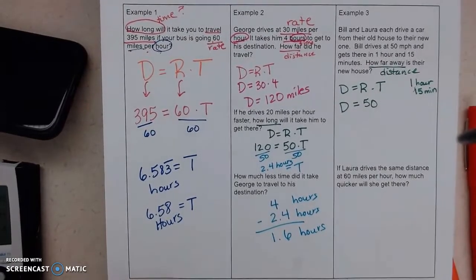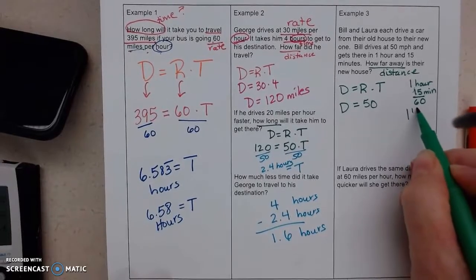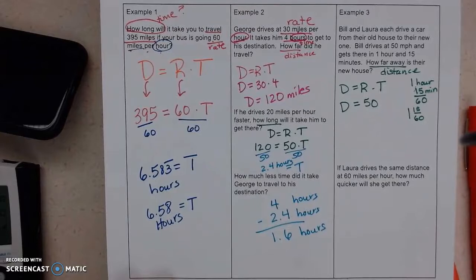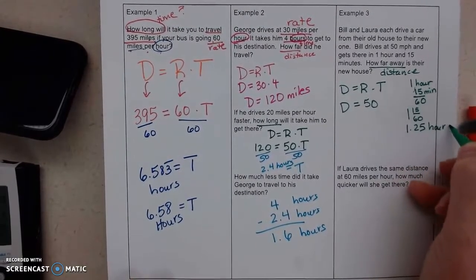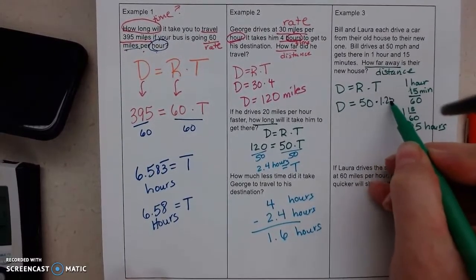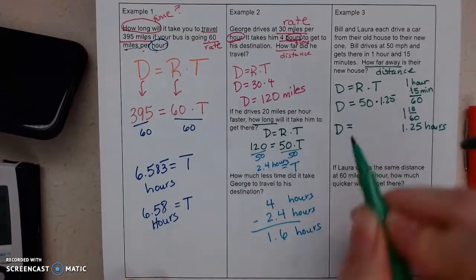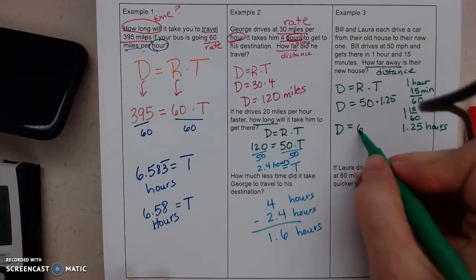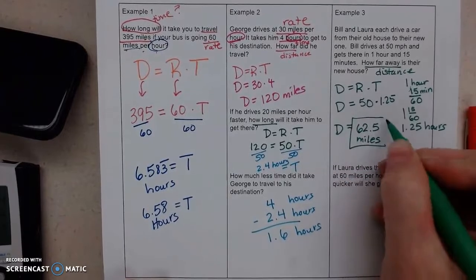So I need to convert that all to hours. So it's 15 minutes out of 60 total. So we've got 1 and 15 over 60. And if you change that to a decimal, you would get 1.25 hours. So that's our time. It does all have to be in hours. So our distance is 50 times 1.25 gives us 62.5, and we are in miles. That's how far his house is.